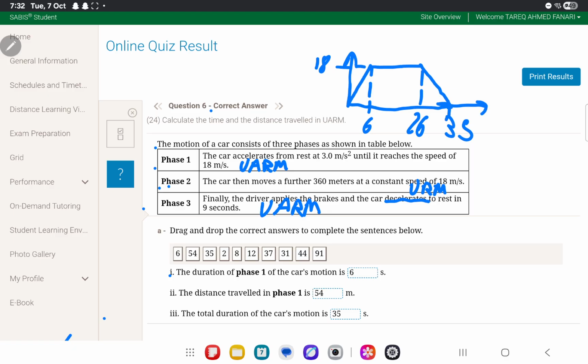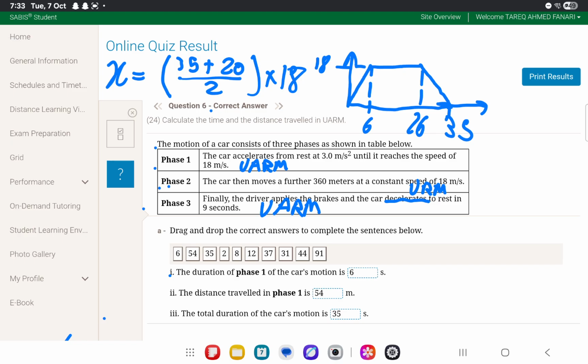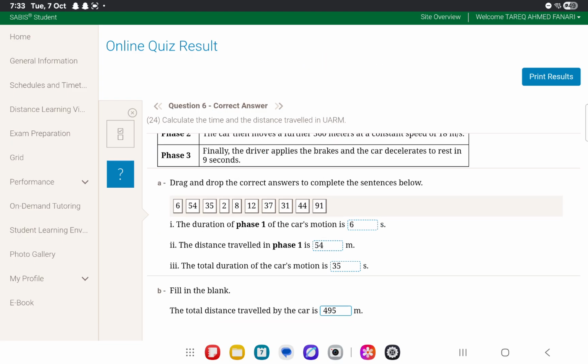Now, the distance is going to be the area of the trapezium. So x is equal to, what's the first base? The first base is 35, plus the second base is 26 minus 6, which is 20, over 2 times 18. Do this on your calculator. 35 plus 20 over 2 times 18 gives you 495, which is indeed our answer.